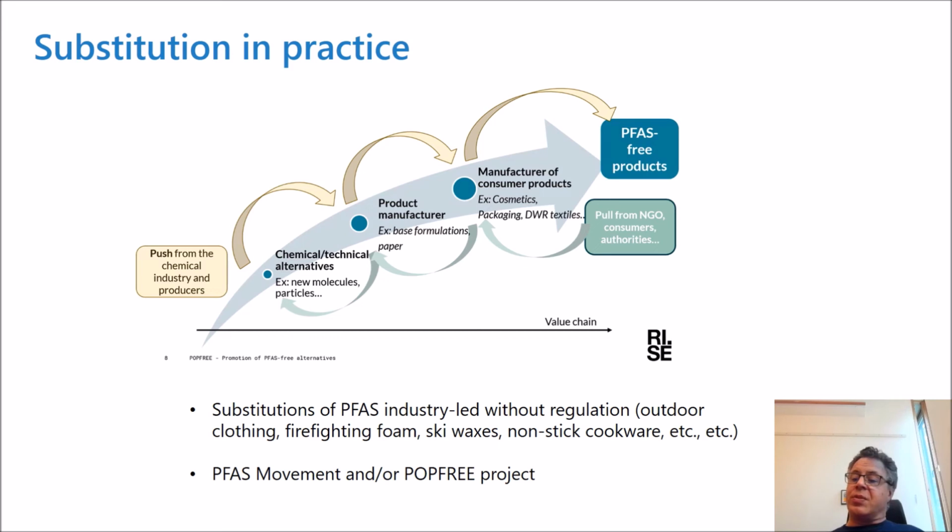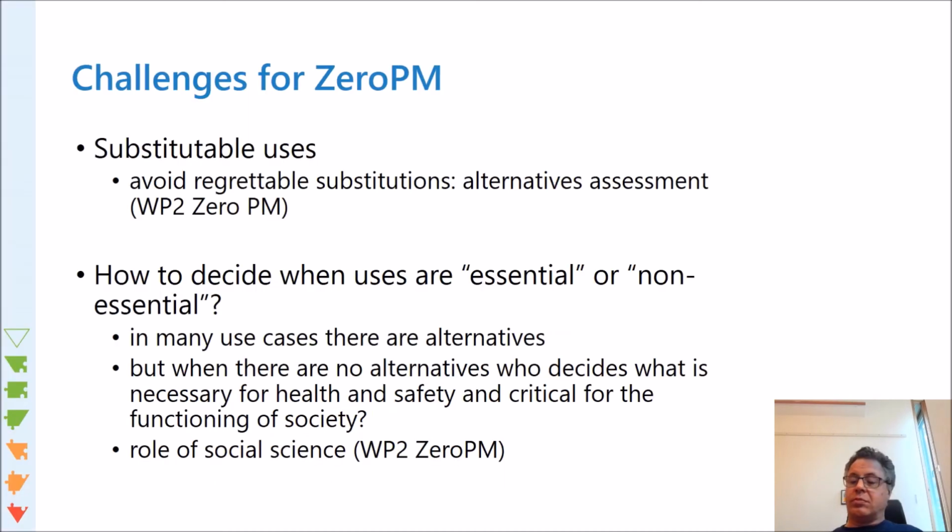This figure shows the parallel push by some parts of industry to phase out PFAS along the supply chain, combined with the pull applied by regulation and NGOs. This is, as I say, a parallel process which works in tandem. Although there's been much recent progress, there are certainly challenges remaining, and these will be tackled in the ZeroPM project.